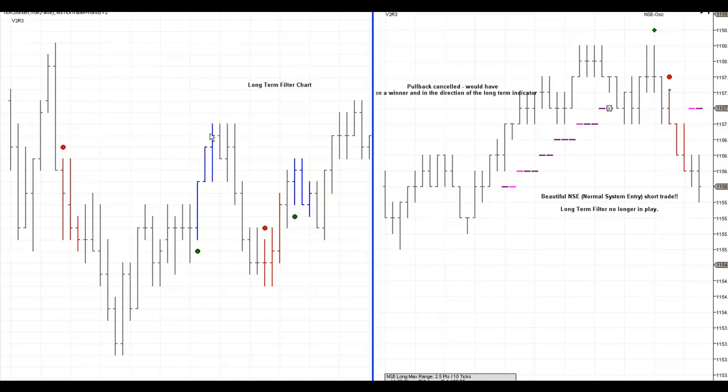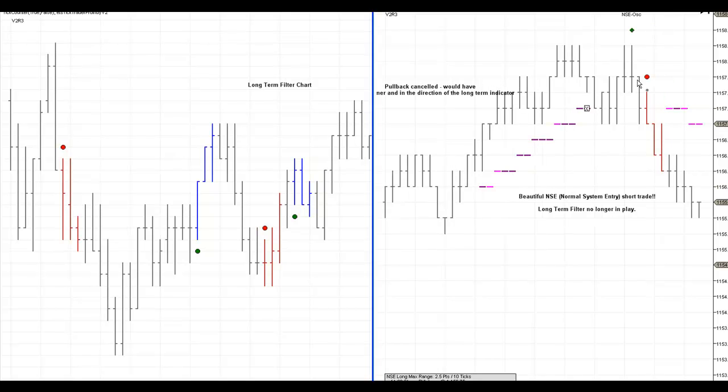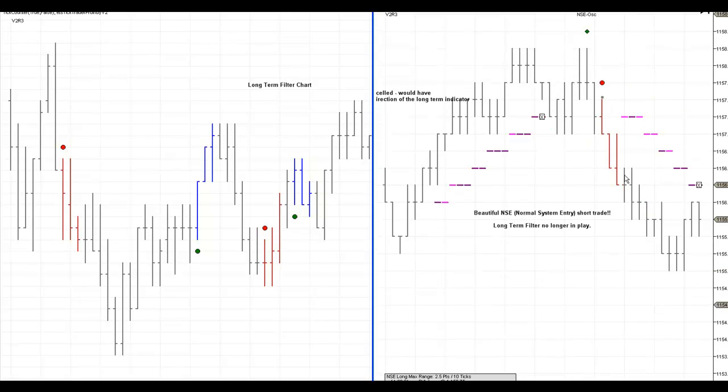Then our 3 bars were gone, and right around here, you see our 3 bars. Second or third bar later, we had a short normal system entry. This is our first NSE of the day, and it was the only trade we had today. We can take this short trade because the long-term filter is no longer in play. It's only during these 3 bars. So, beautiful short trade. Everybody grab their one and done, and we're done for the day.